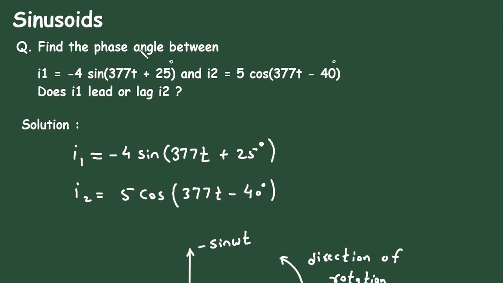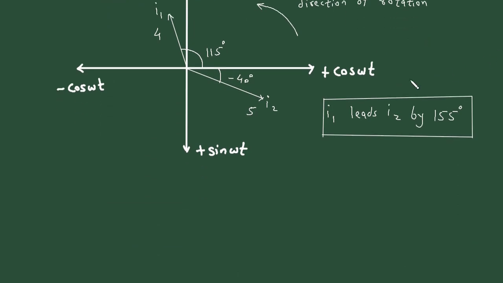What we have to find in this question: we have to find the phase angle between I1 and I2, and does I1 lead or lag I2. So this is the answer: I1 leads I2 by 155 degree. This 155 degree is the phase angle.